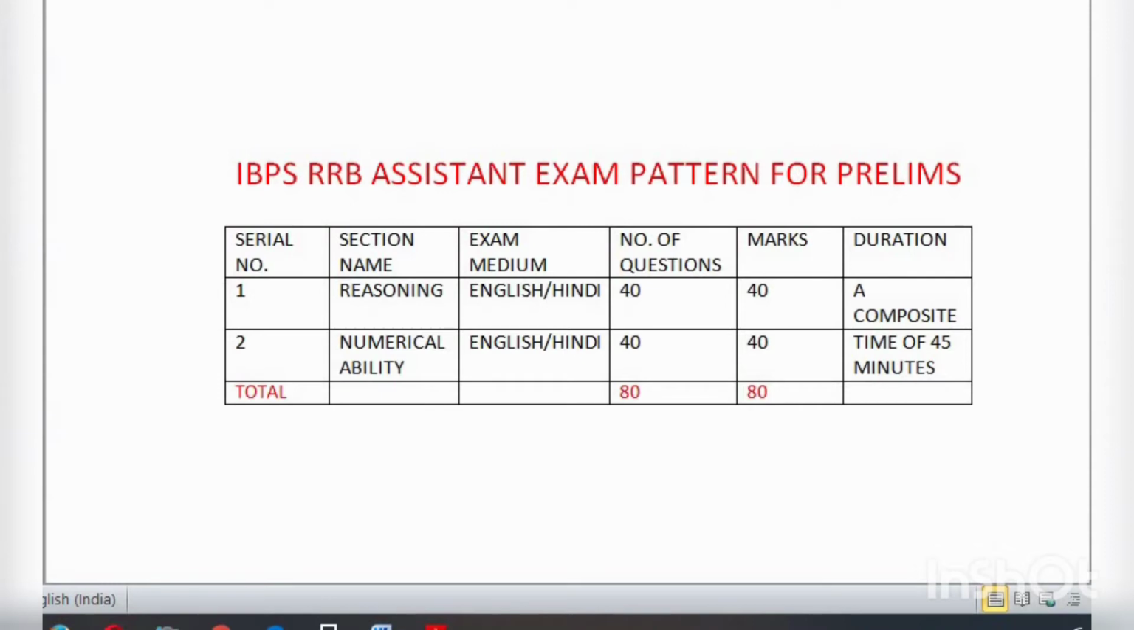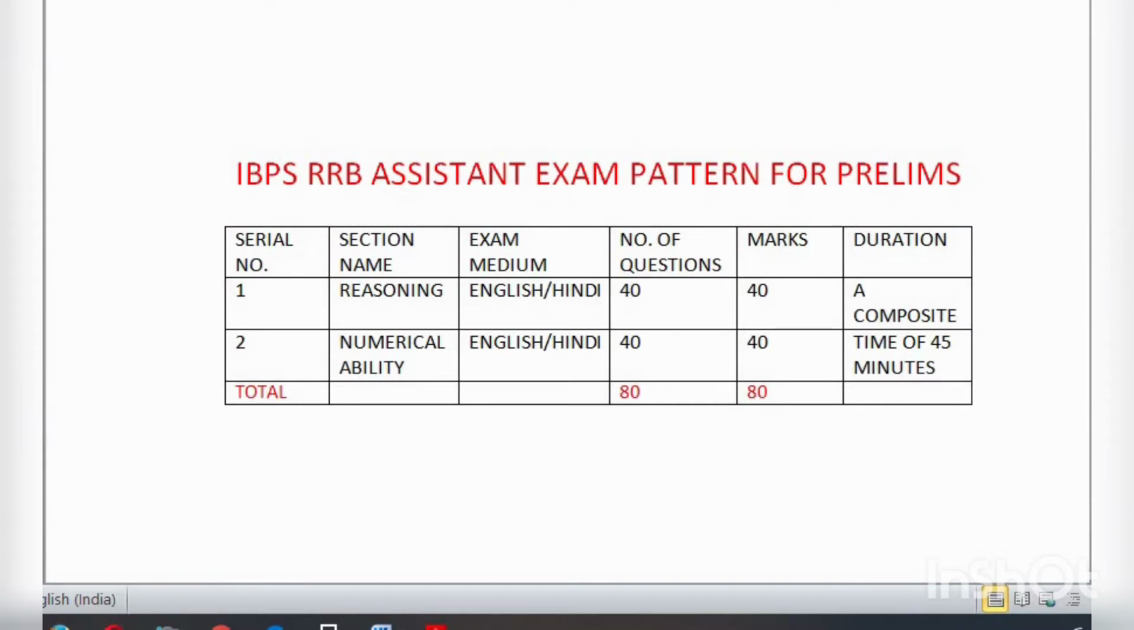Now let's have a look at the IBPS RRB Assistant exam pattern for prelims. In the case of prelims for Office Assistant, there will be only 2 sections: reasoning and numerical ability. There is no English language section. You can attend either in English medium or in Hindi medium. Reasoning consists of 40 questions of 40 marks and numerical ability also consists of 40 questions of 40 marks.